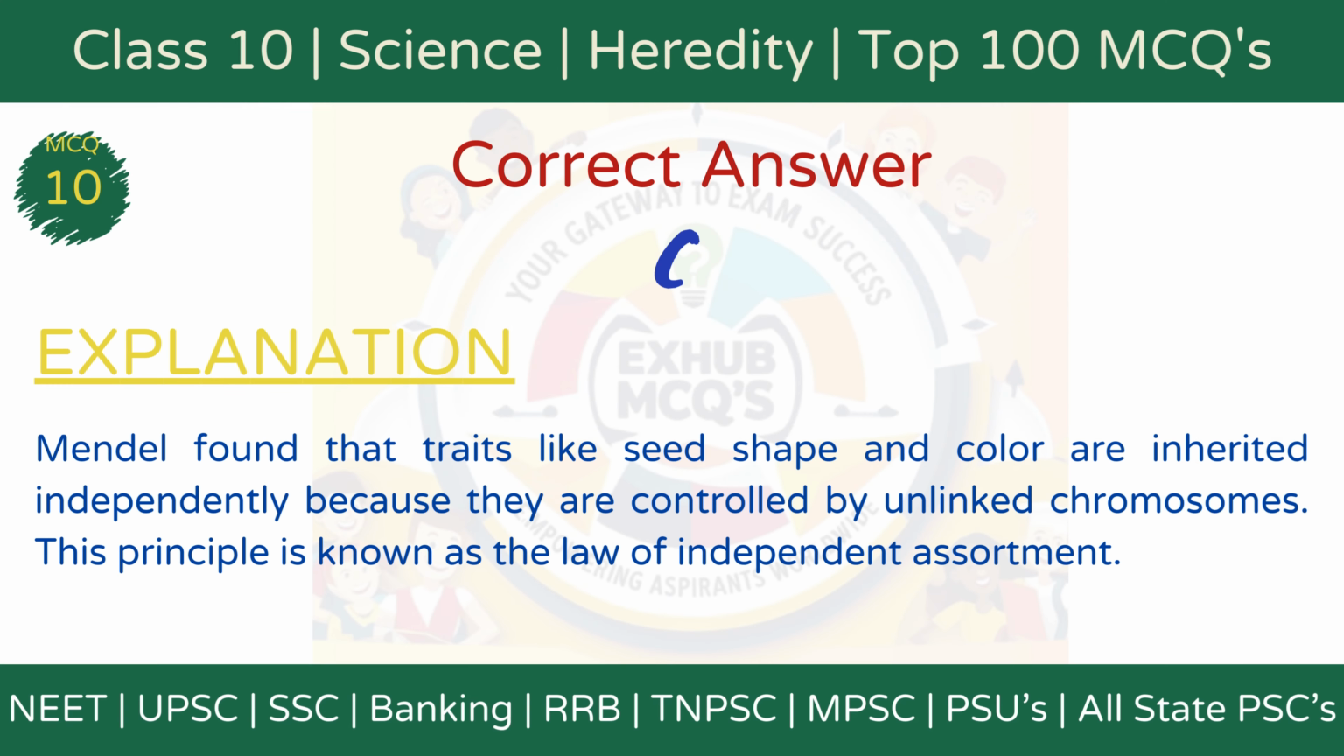The correct answer is option C, unlinked chromosomes. Explanation: Mendel found that traits like seed shape and color are inherited independently because they are controlled by unlinked chromosomes. This principle is known as the law of independent assortment.